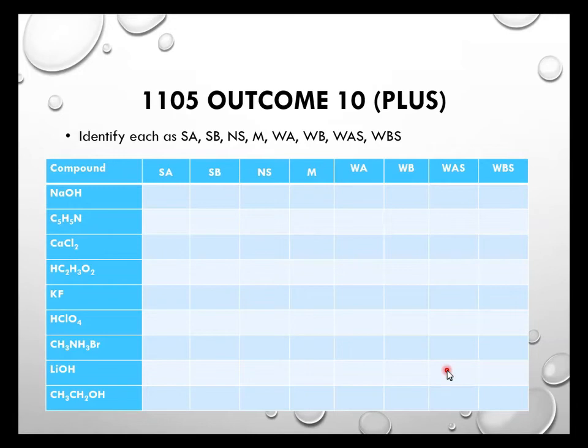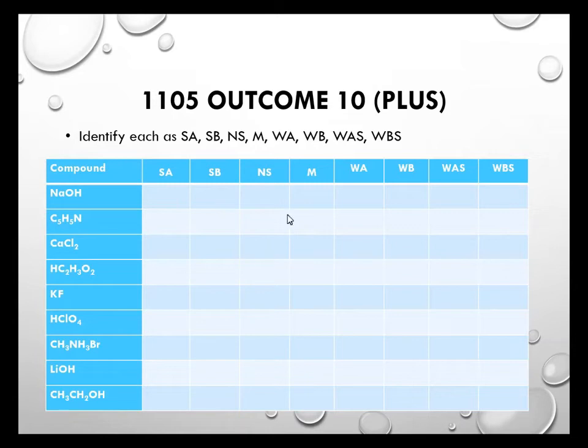Another piece of outcome 10 from last semester was to be able to identify compounds as strong acid, strong base, neutral salt, or molecule. In this course, Chem 2200, we'll actually add weak acid, weak base, weakly acidic salt, and weakly basic salt because you learned all of those last semester. So I'd like you to pause the video here and identify each of these species. For instance, we'll do sodium hydroxide together. Sodium hydroxide is a strong base, so you would mark an X in this box. Please pause the video and fill in your chart.